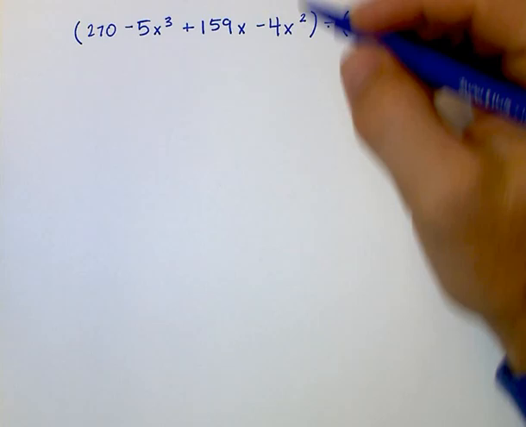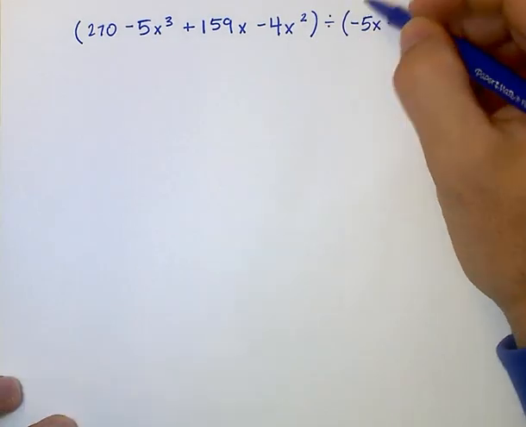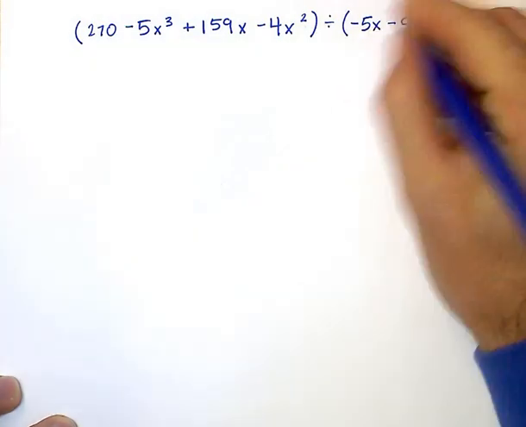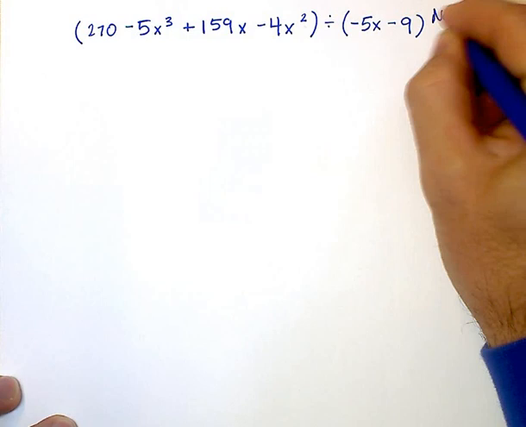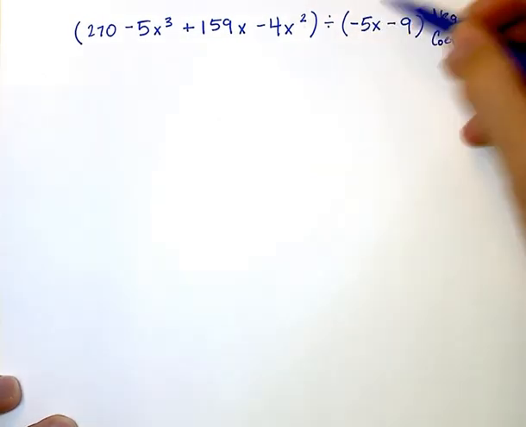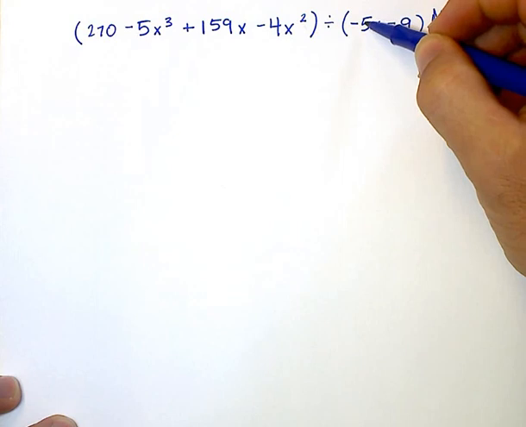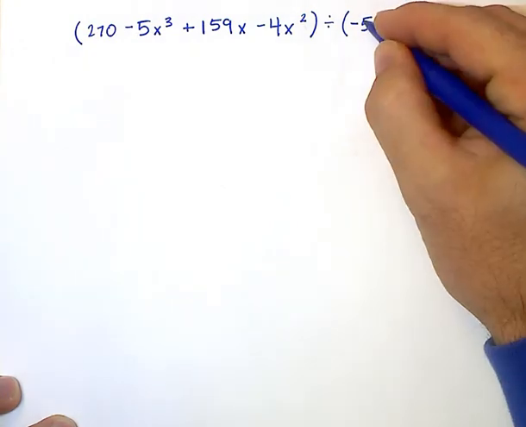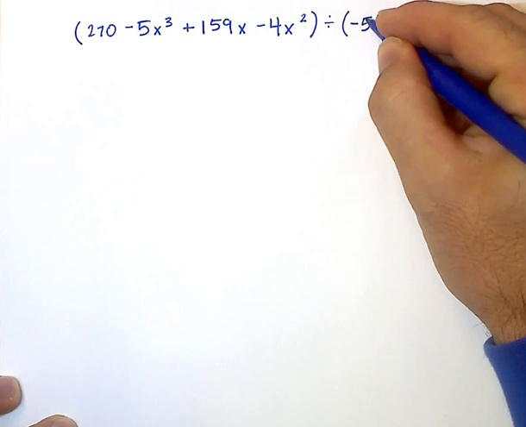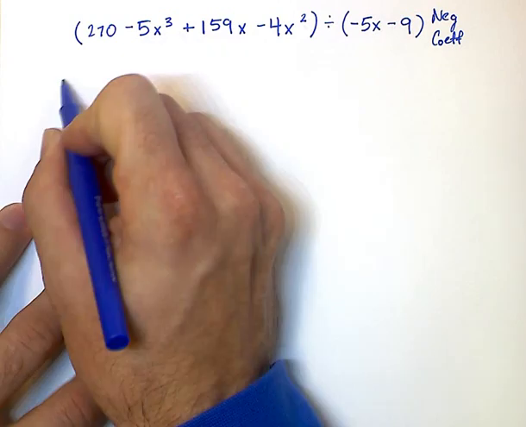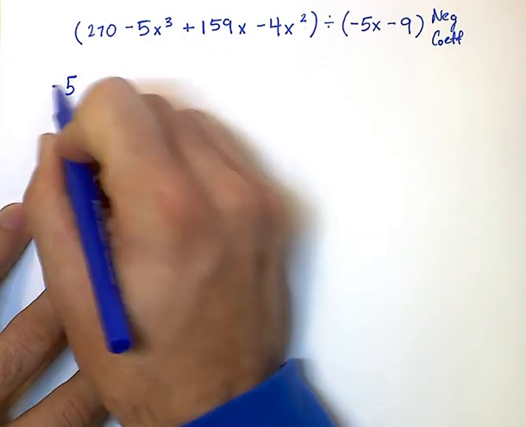Okay, so let's say you're dividing a polynomial by a binomial and you have a negative coefficient. If there isn't any negative sign, we could use synthetic division. But if we're working with a negative coefficient, long division is necessary. So negative 5x minus 9.